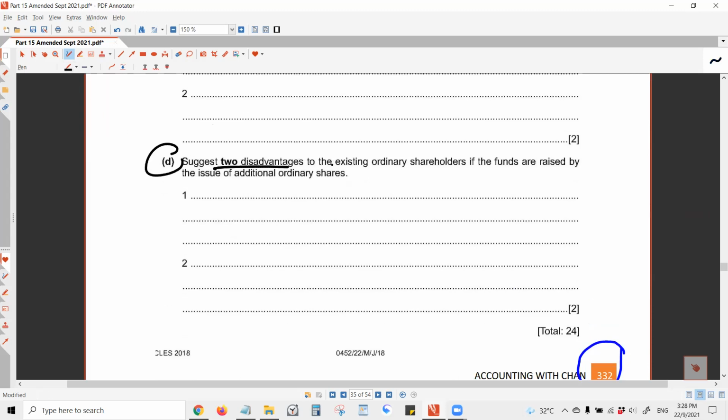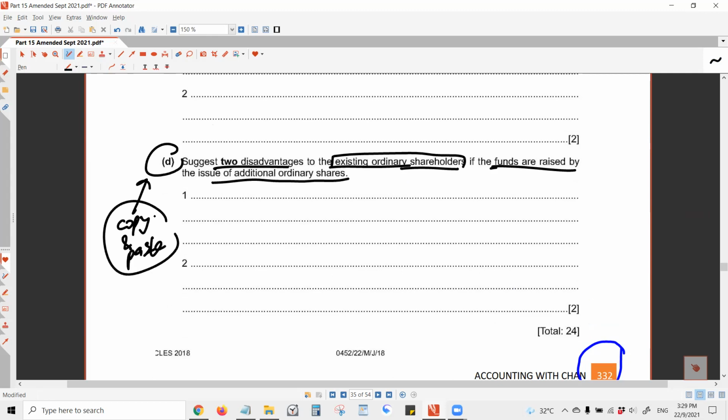Suggest two disadvantages to existing ordinary shareholders if funds are raised by issuing additional ordinary shares. Just now we saw the same question, remember? So it shows how popular this question is in the exam. It could repeat, coming out again in the new exam sitting. So just copy and paste on your own. Okay, we did the same question earlier.